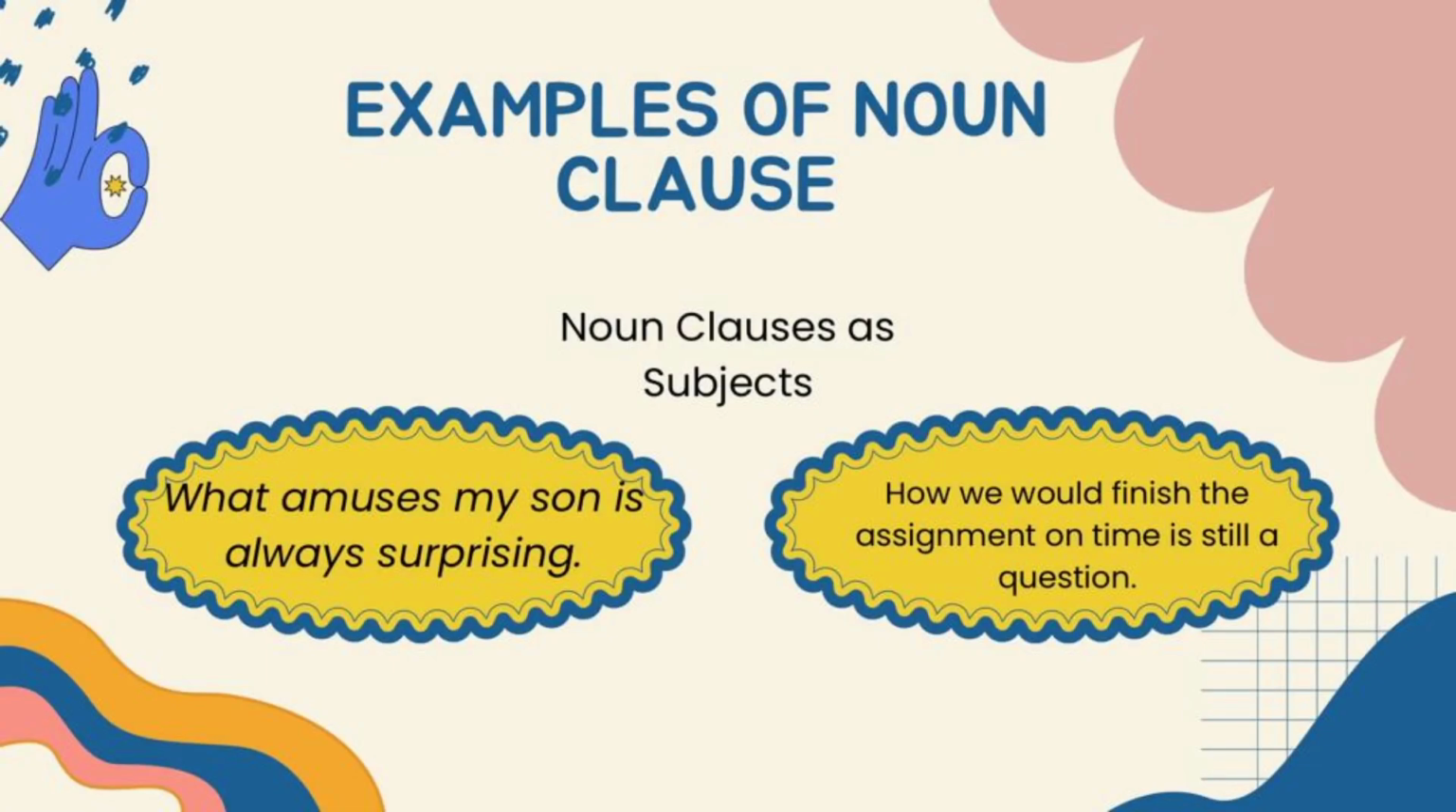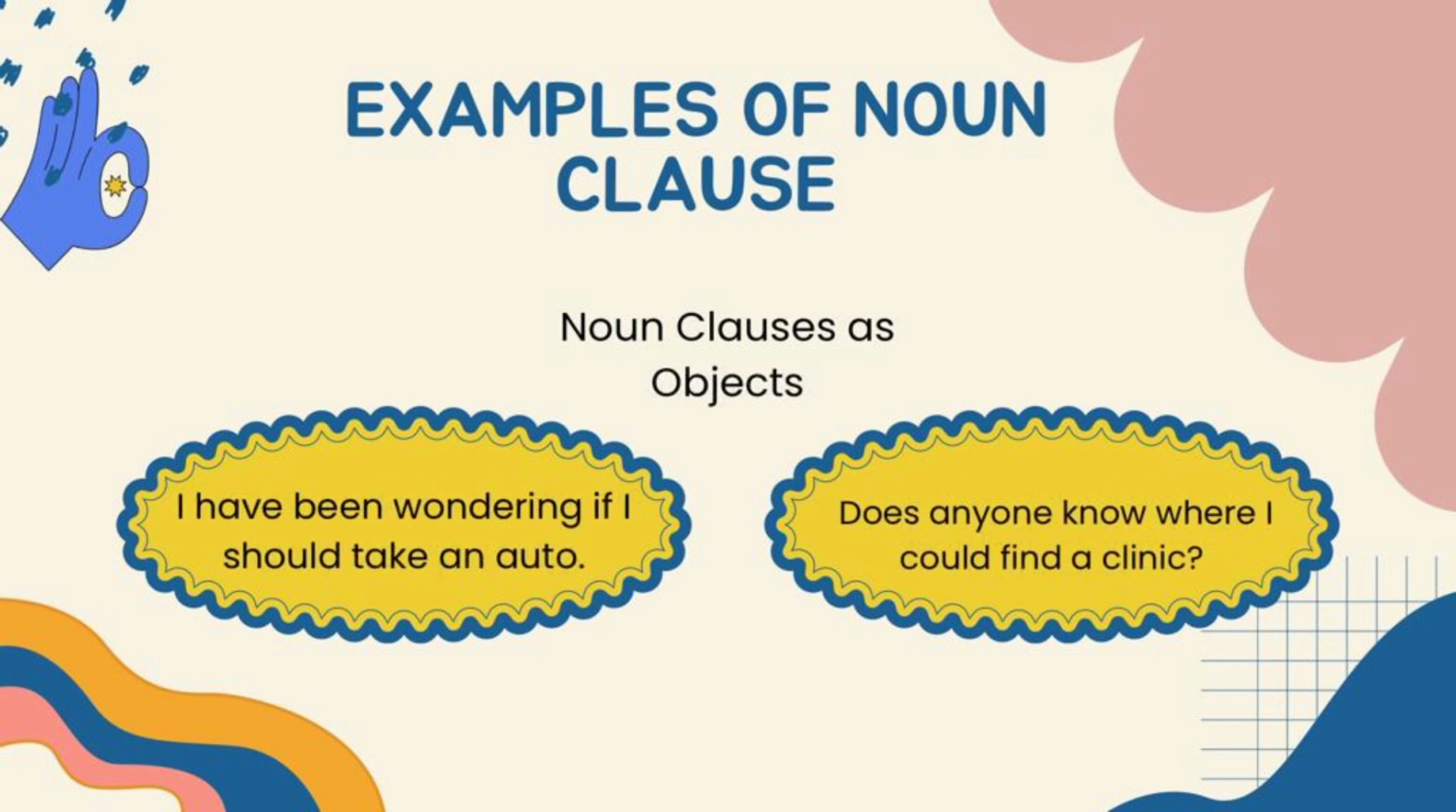Next, examples of noun clause as subject. The first sentence is "What amuses my son?" It is a subject. The second sentence is "How we will finish the assignment on time." It is a subject. And noun clause as object.